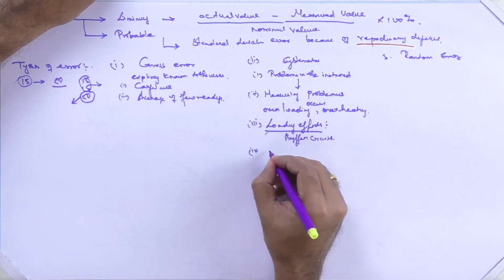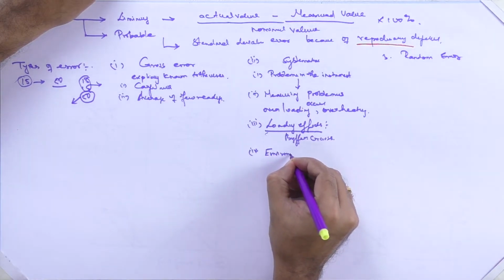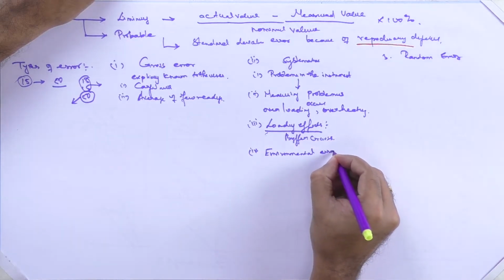Then comes your most important environmental errors. Imagine you are taking a measurement with a microphone, giving it a known tone using a tuning fork, and recording the readings, and there is building construction going on around, which gives some external noise to the microphone. It will continuously give you noise and create a problem for your measurement. So this kind of error is called an environmental error.